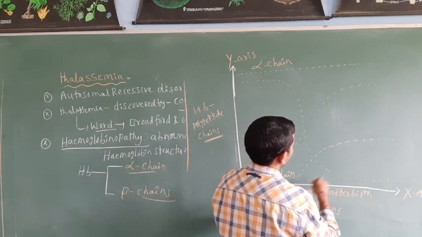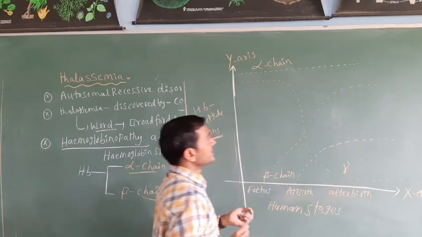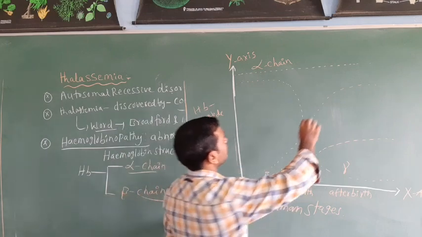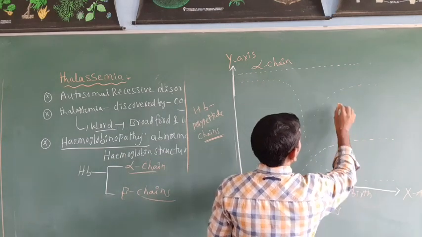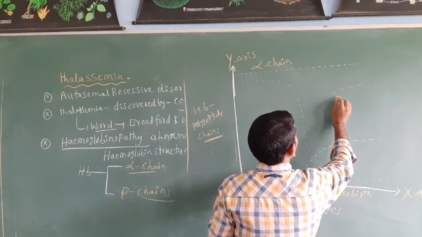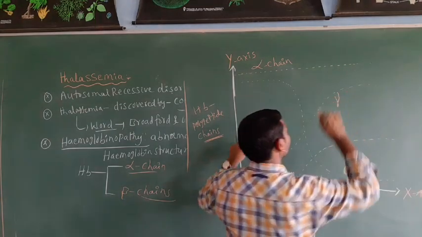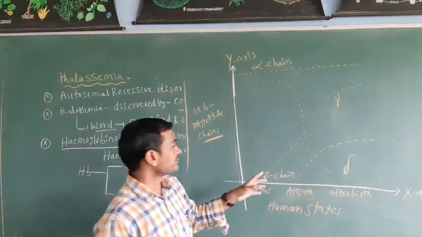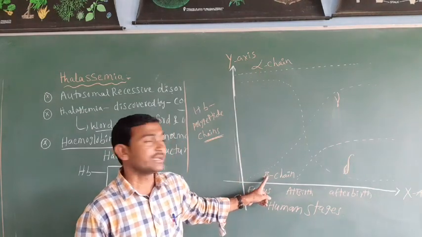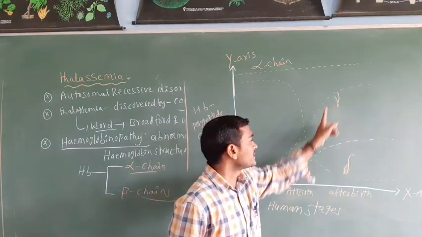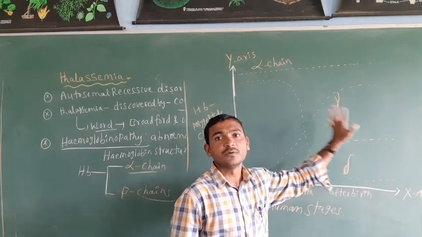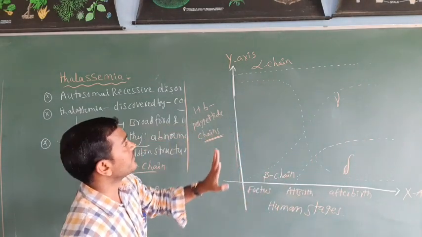The next one is the gamma chain. And this one is the delta chain, and this one is the gamma chain. The four types of chains: alpha chain, beta chain, gamma chain, and delta chain. We draw the explanation for these four types of chains.